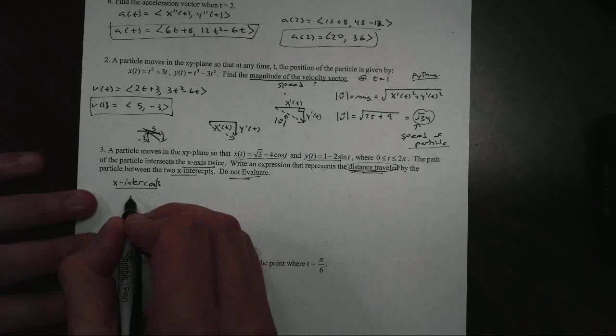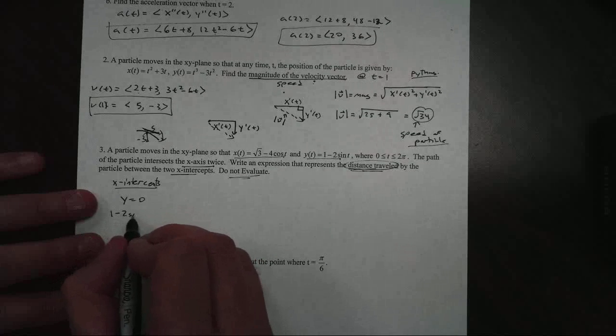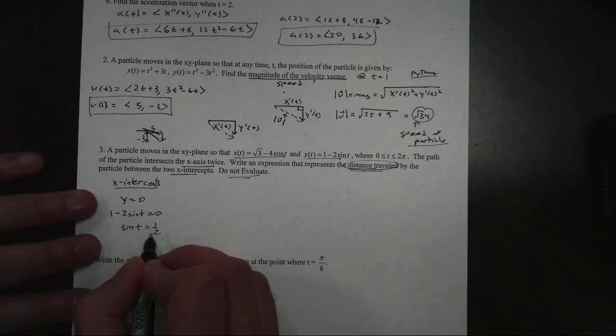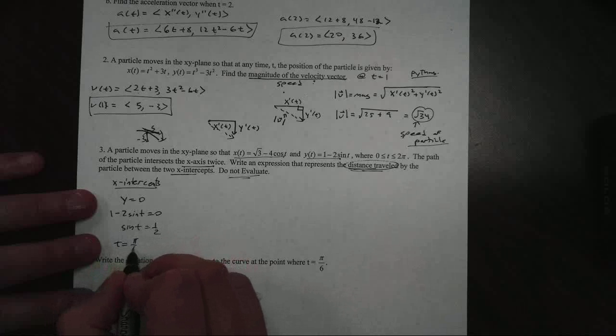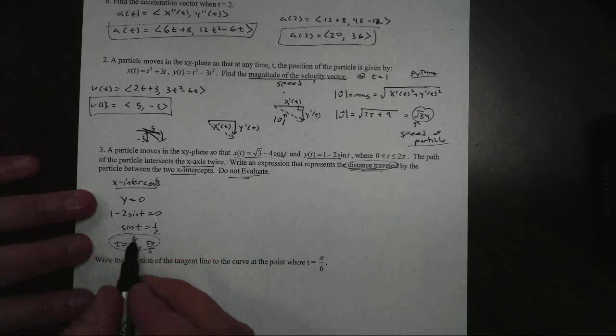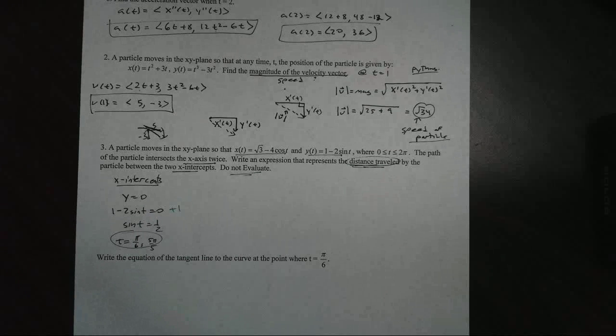From pre-cal, we know the x-intercepts occur where y is 0. So I take my y coordinate, 1 minus 2 sine of t, set that equal to 0. Sine of t equals 1/2, so t is pi over 6 and 5 pi over 6. On the AP test, they're going to give you a point just for doing this. Boom, they're happy about that.